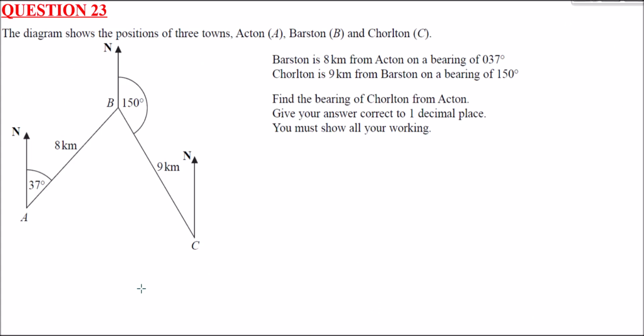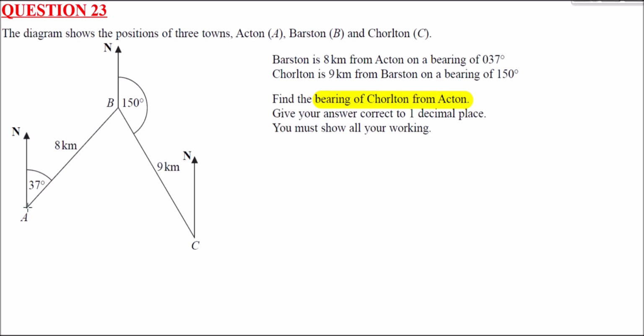Finally, the last question on the whole paper, we've got the dreaded bearings. And we have 3 different towns, Acton, Barston and Chorlton, labelled A, B and C. How convenient. So Barston is 8 kilometres from Acton on a bearing of 37 degrees. Chorlton is 9 kilometres from Barston on a bearing of 150. Find the bearing of Chorlton from Acton. So our objective is the bearing of Chorlton from Acton. So that means C from A.